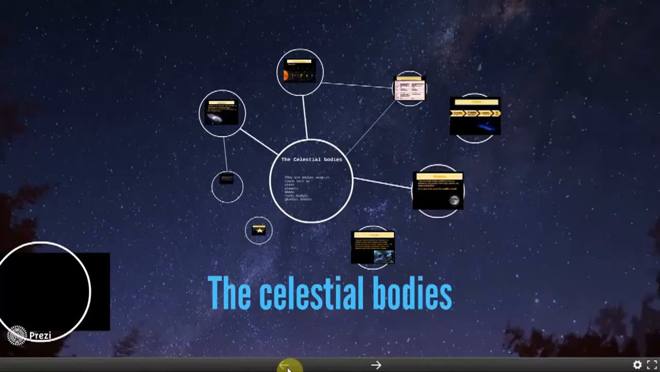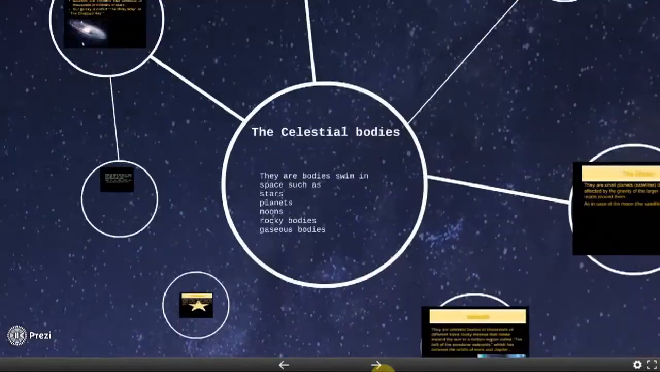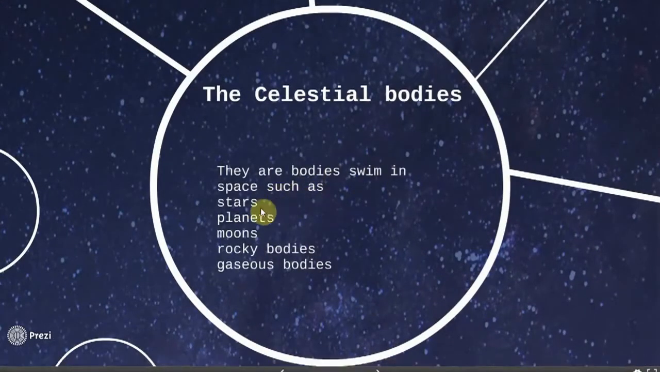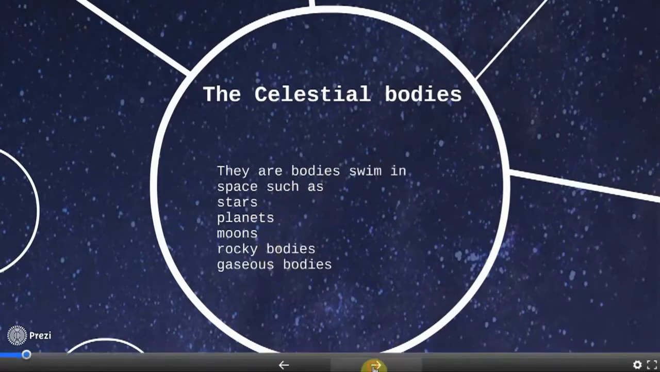Here is the first lesson in Unit 3, which is talking about the celestial bodies. What do you mean by celestial bodies? They are bodies that swim in space, such as stars, planets, moons, and rocky and gaseous bodies.